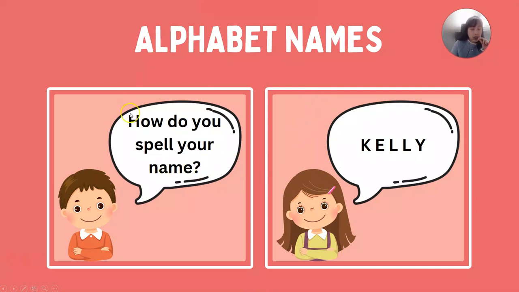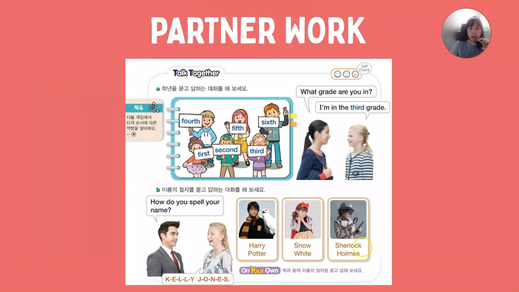All right, everyone, so the second key expression is how do you spell your name? So when someone asks you, how do you spell your name? You have to say the letters. So this is Kelly. How do you spell it? K-E-L-L-Y. Very good. Ashley, how do you spell your name? A-S-H-L-E-Y. Perfect.